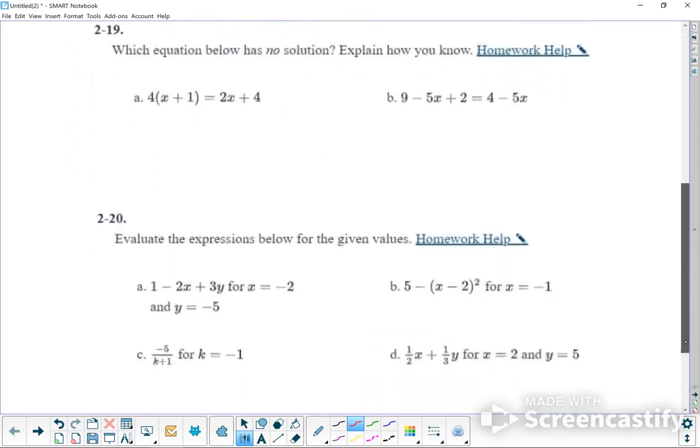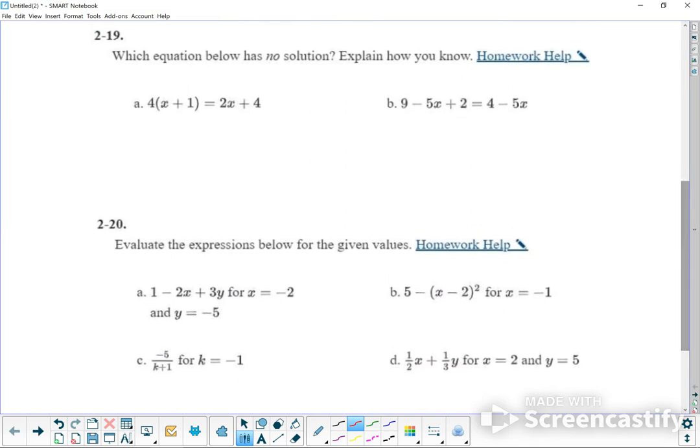Which equation below has no solution? Explain how you know. Well, to figure out if there's no solution or not, you have to actually solve the equation, or at least start to solve it. So 4 times x is 4x, and 4 times 1 is 4. So it'd be 4x plus 4 equals 2x plus 4. This one will have a solution.